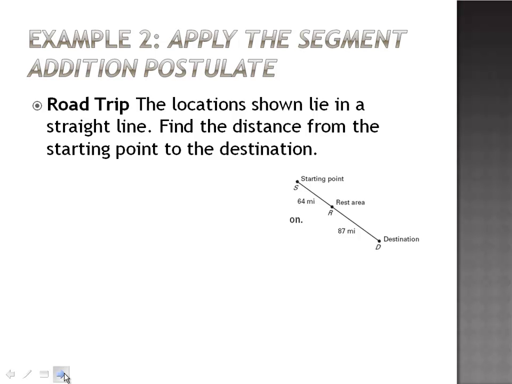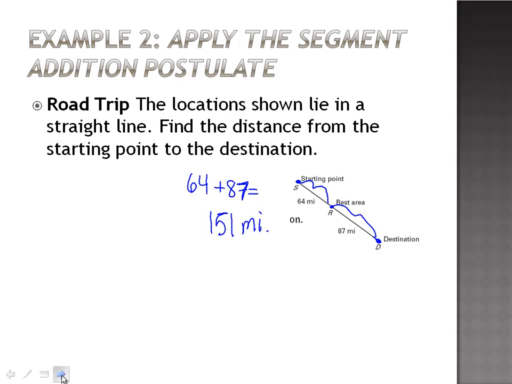So let's look at our notes now. Example 2, so we're skipping the first example from this lesson, is apply the Segment Addition Postulate. It's about a road trip. The locations shown lie in a straight line. Find the distance from the starting point to the destination. Here's my starting point, here's a rest area in the middle, and here's my destination. If we add this distance, 64, plus this distance, 87, that'll give us our total distance. So 64 plus 87 is 151, and that is miles.